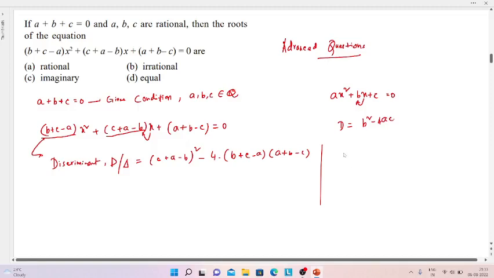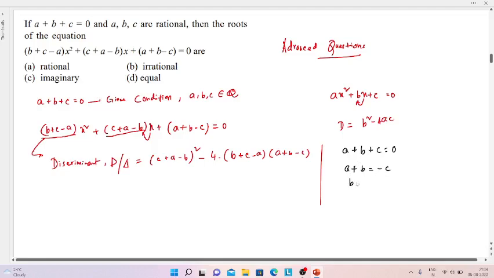So okay, what is the given condition? Which is a plus b plus c equals to 0, right? From that condition, can you tell me what is the value of a plus b? It will be minus c, right? Because I can add minus c on both sides. So we will get a plus b equals to minus c.